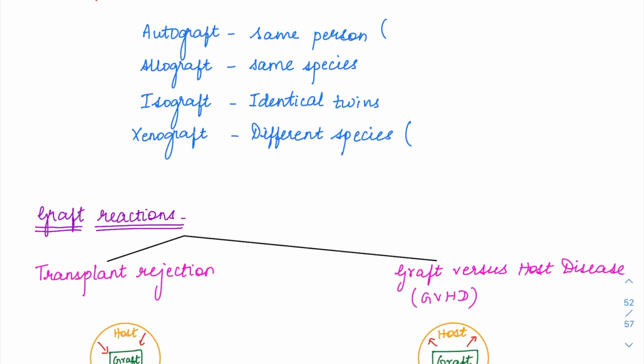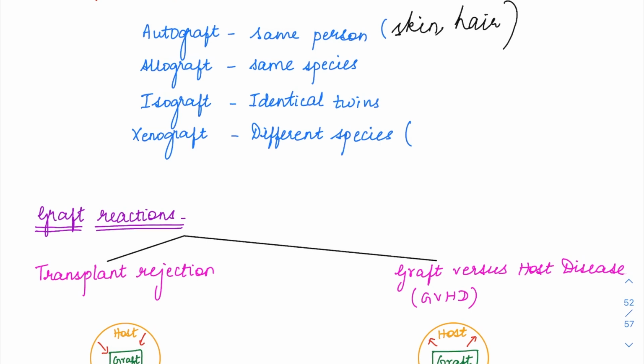Auto means self, right? So, a graft is taken from the same person and placed somewhere else, like a skin graft or a hair transplant, we do know. So, these are all examples of the autograft. Allograft is between the same species. So, one human to another human. So, we donate kidneys, right? So, that kind of a thing is called as the allograft.